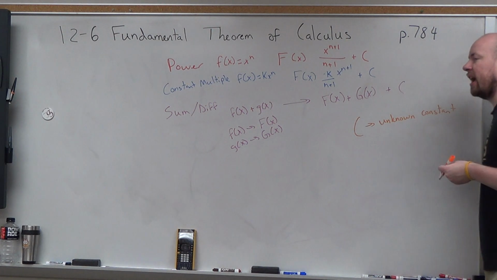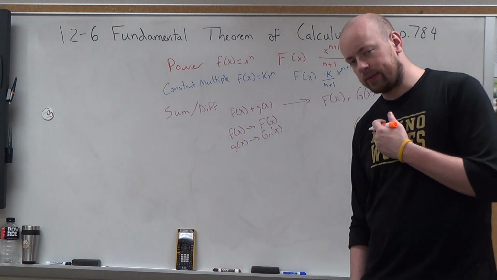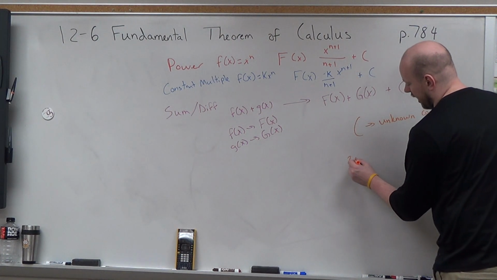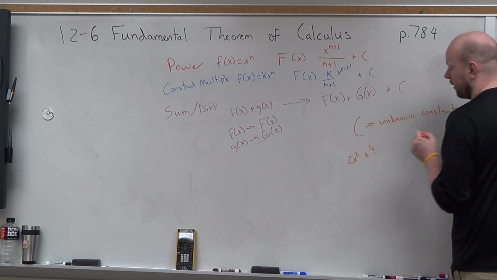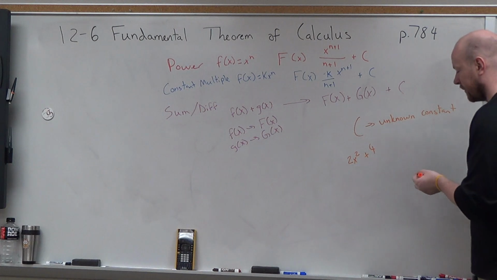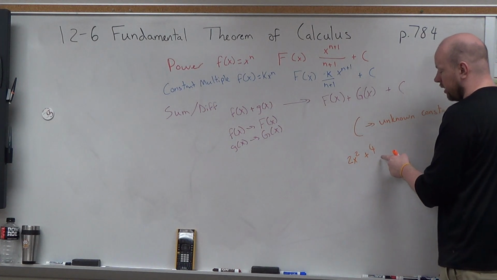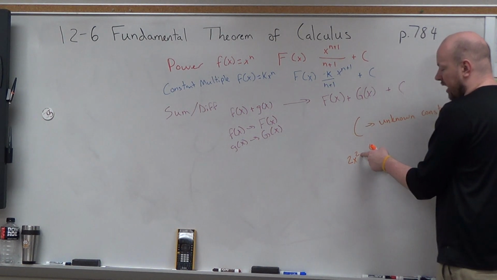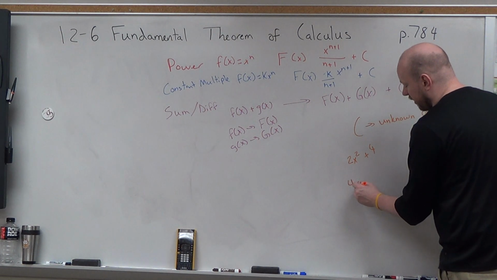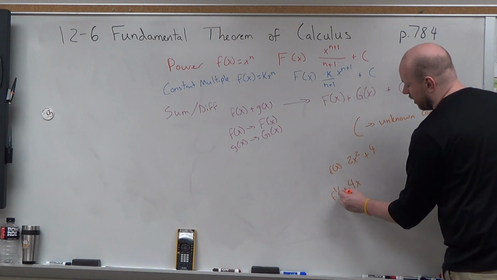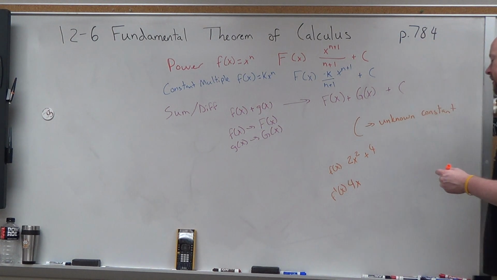We have to represent every single number that exists because, let's say I had 2x squared plus 4, and I were to find the derivative of that. My 4 would go away because it's a constant. My exponent would come out front, so the derivative, if this is my f of x, would be 4x.